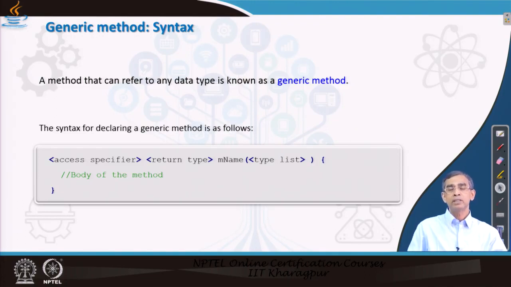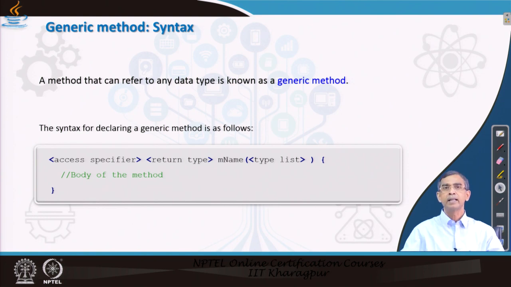So without knowing what type of data, if you can write a method that is capable of handling any type of data, that would be a very good idea. This is basically the concept of defining a generic method. Java provides support for defining a generic method.